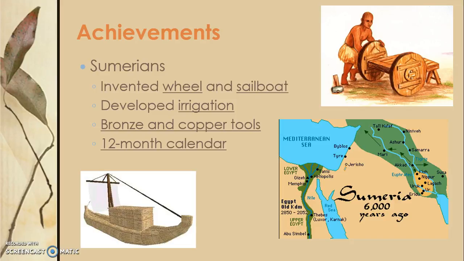A group of people who settled in this area, the Sumerians, are the ones who made great advances in technology. They invented the wheel and the sailboat, which are still quite useful today. They also developed irrigation, and they used bronze and copper tools for the first time. We also know that they developed a 12-month calendar similar to what we have today.